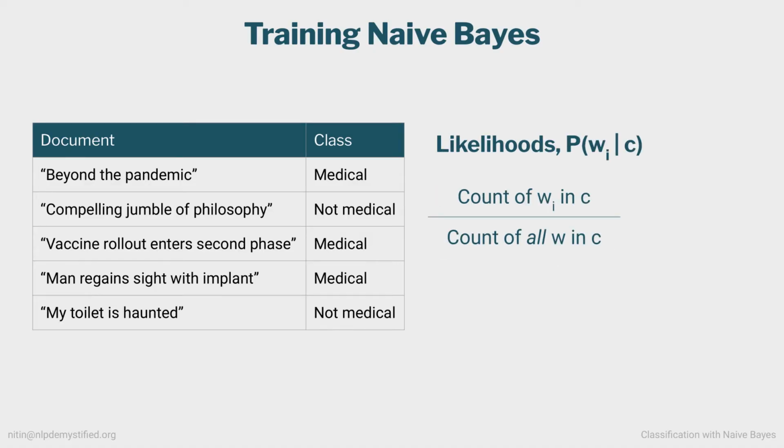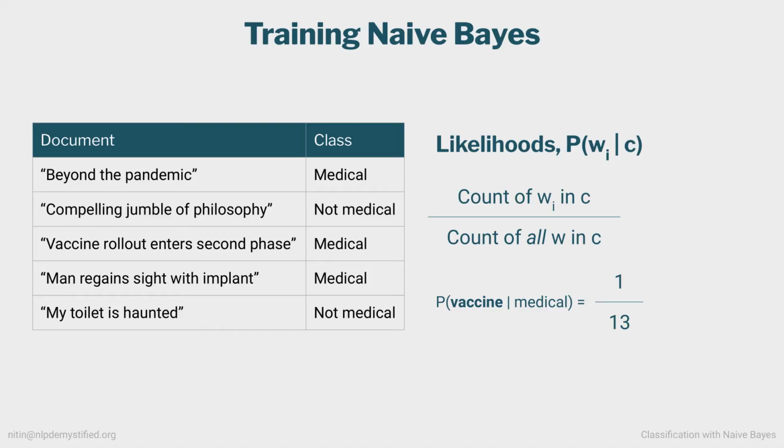Next, we need to calculate the likelihood of each word given each class, and that's simply dividing the number of times the word occurs in the class by the total number of words in the class. So for example, the likelihood of the word vaccine occurring given a medical document is 1/13, because the word vaccine occurs once among the medical documents, and there are 13 words in total among all the documents in the medical class. Keep in mind that for the denominator, that isn't the size of the vocabulary, it's the total number of words in the class, including repeated words. And we do this for every word.